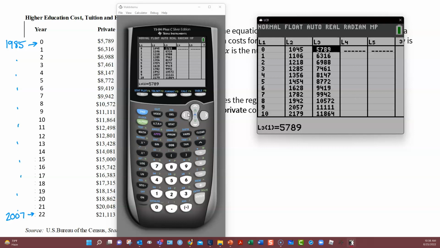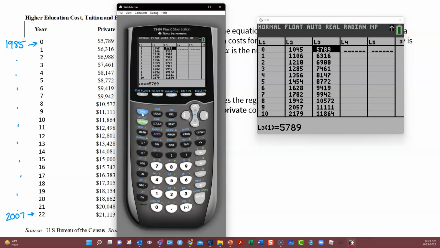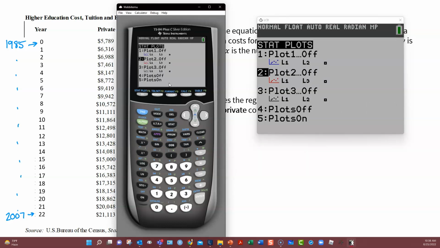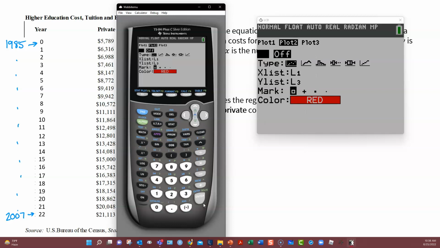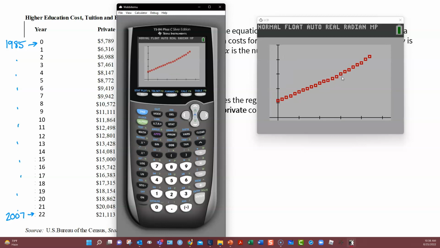And again, if I want to see what the scatter plot looks like for L1 and L3, I'm going to go to plot 2 because plot 1 already had the previous one, and I had turned plot 1 off from the previous example. As you see here, I have it set up. I'm just going to turn it on now. Scatter plot, the X list is L1, the Y list is L3. The same mark I usually use because it's easier seen than some of these other ones. And I actually had the choice to make it red. And so if I graph this now, you can see a scatter plot looks a lot like what you see in the graph for the private school data that you saw previously.